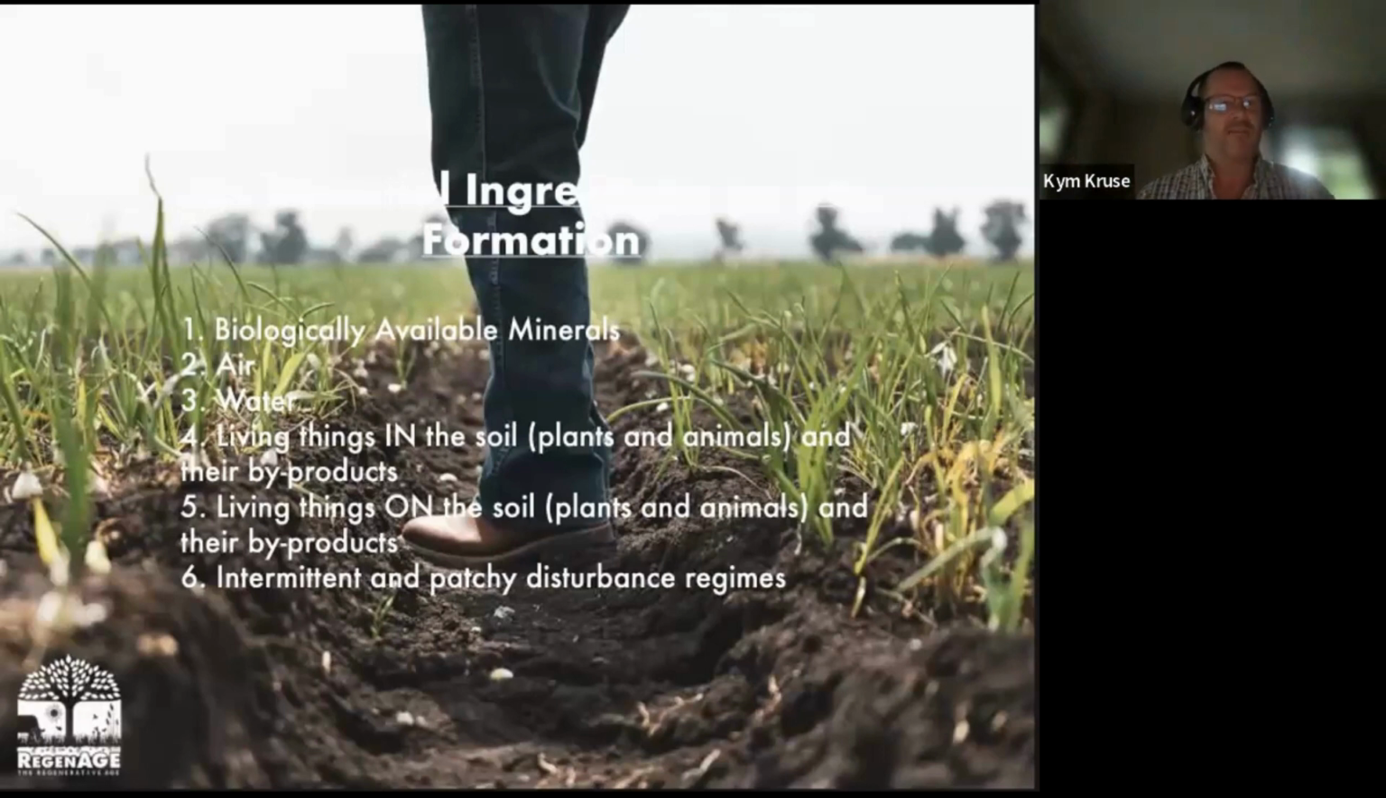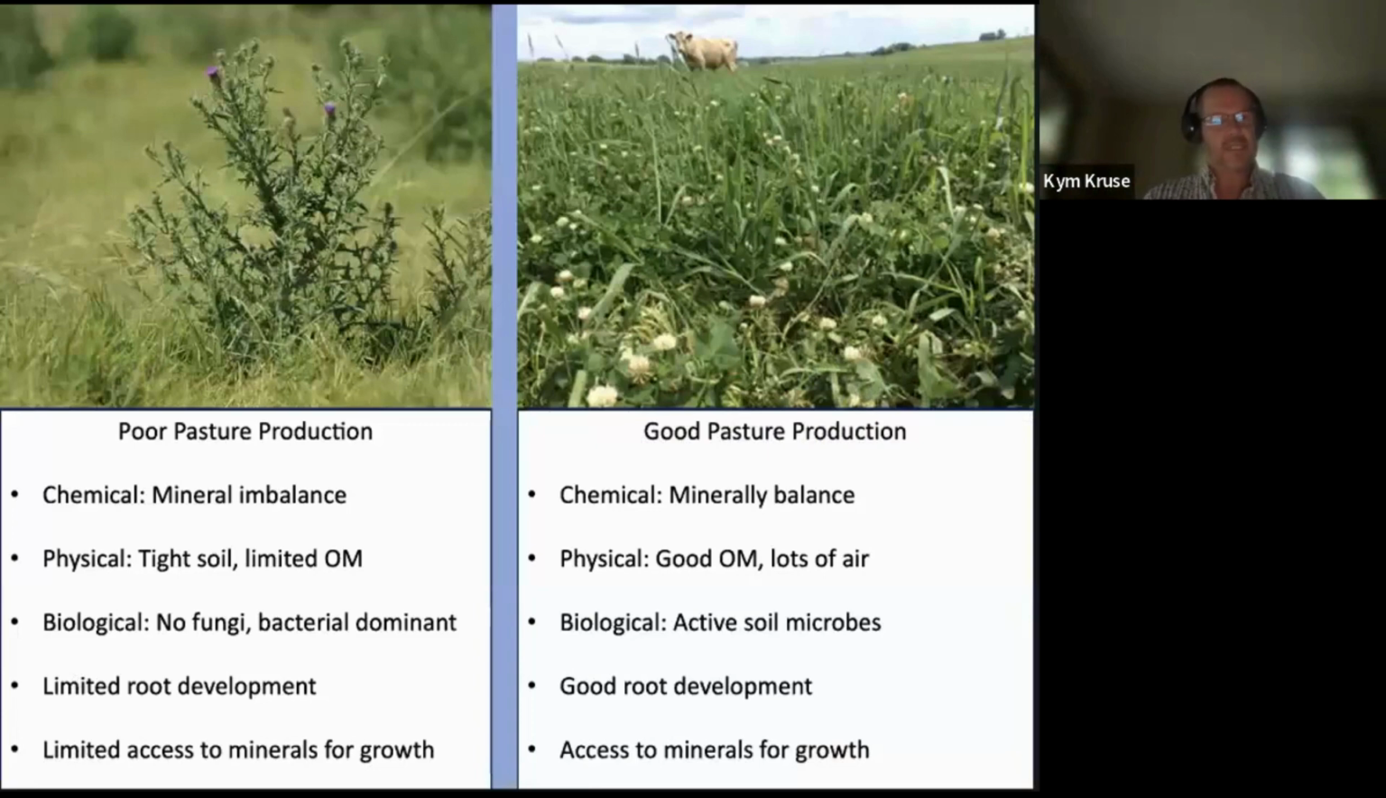Living things in the soil, so their plant roots and the microorganisms that we're talking about, as well as all of their byproducts, worm pee and poo, micro pee and poo, those sorts of things, and living things on the soil. So that's plants and animals. So that's all the crops that you're growing, as well as any livestock that you have moving through the landscape. And last of all, the really critical part is grazing management, that intermittent patchy disturbance regime, so that you're actually managing the plants that are growing on the surface of the landscape so that they can then perform their best the following season. And there's a lot of information out there about that, some of which I'll touch on a little bit later.